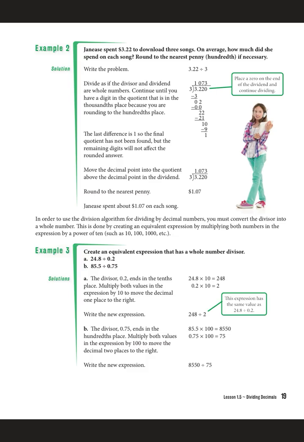Example number 3 says, create an equivalent expression that has a whole number divisor. So for part A, you have 24 and 8 tenths divided by 2 tenths. And then for B, it says 85 and 5 tenths divided by 75 hundredths. And again, make sure you guys read through the solution, and then look at the work off to the right, and then make sure you look inside the green box. Okay, on to the next page.